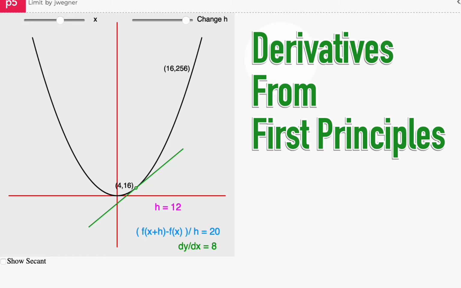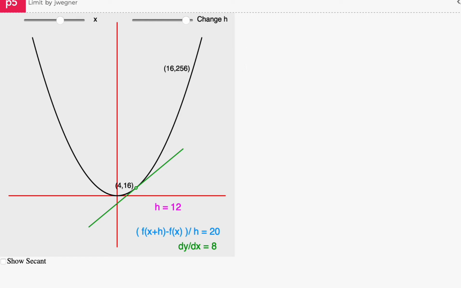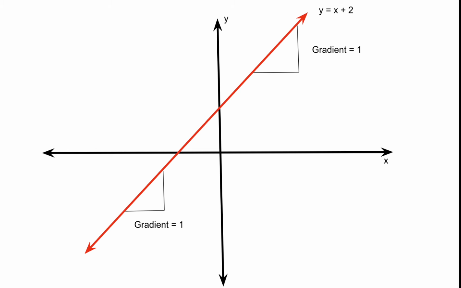Derivatives of functions from first principles, an introduction. The derivative of a function is the gradient of a curve. For a straight line, the gradient doesn't change. We can calculate it from 2 points like this. The gradient equals rise over run, or y2 minus y1 over x2 minus x1.